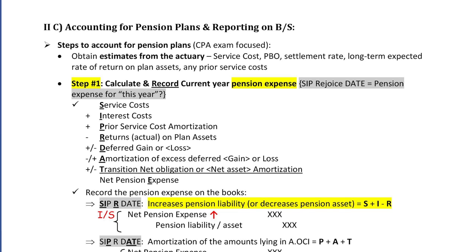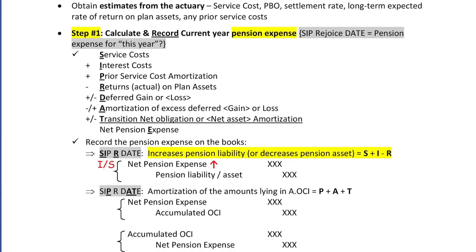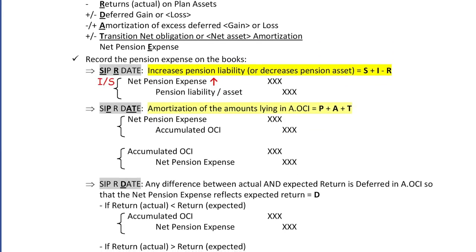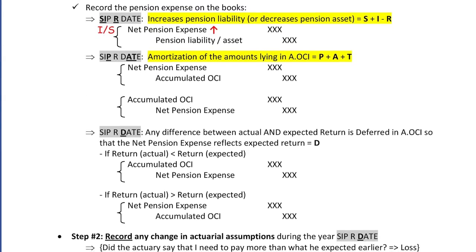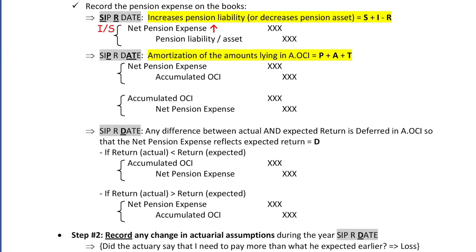Now let's look at the other components of net pension expense. Let's look at P, A and T. All these three highlight amortization of the amounts lying in accumulated OCI, P plus A plus T. Now guys, when you're amortizing a loss or a gain, you're taking it out of accumulated OCI. So when you're amortizing a loss, that means a credit to accumulated OCI. When you're amortizing a gain, that's a debit to accumulated OCI.